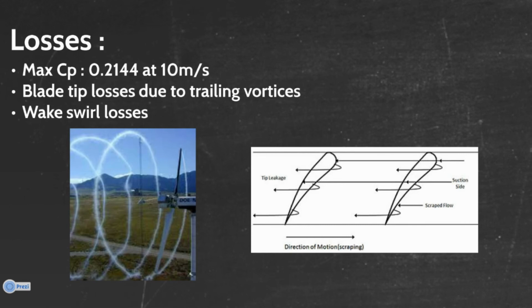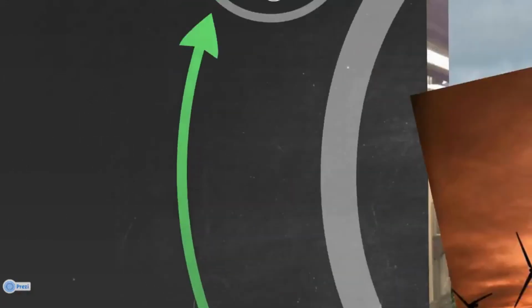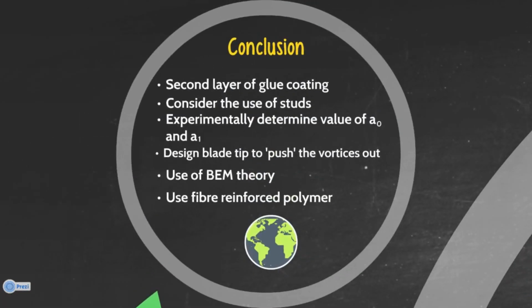Another loss would be due to wake swirl. Since our design was based at a TSR of 4, when the turbine was spinning at a TSR of 6 in the experiment, the rotating blades were passing through air which was turbulent, hence a decrease in power extracted from the wind. At the end of it all, there are always areas for improvement.